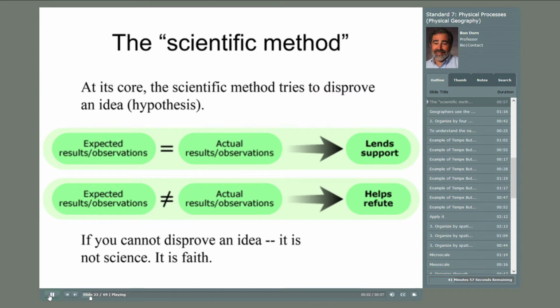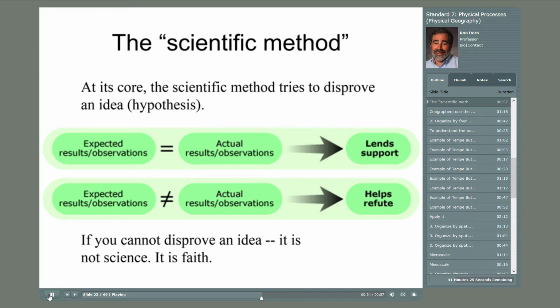So coming back to patterns and patternicity, at its core, the scientific method doesn't prove. If anybody says science tries to prove, they really don't understand what the scientific method is all about. At its core, the scientific method always tries to disprove a hypothesis. And if you cannot find a way to disprove an idea, it is not science. It's faith. There's nothing wrong with faith.